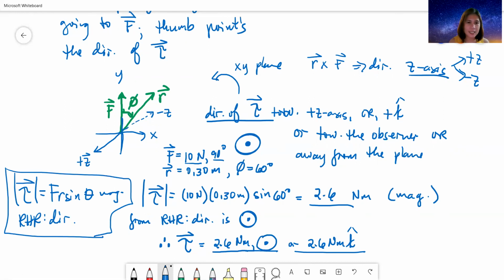Okay? So in this case, it's clear that the torque will always be cutting through the plane where the rotation is happening. Since the rotation here is happening in the XY plane, the torque cuts through it, away from the plane. So it depends. The torque will never point in the I hat or J hat direction if the rotation is in XY. So you only have two choices: either positive Z or negative Z, if the rotation is in the XY plane.